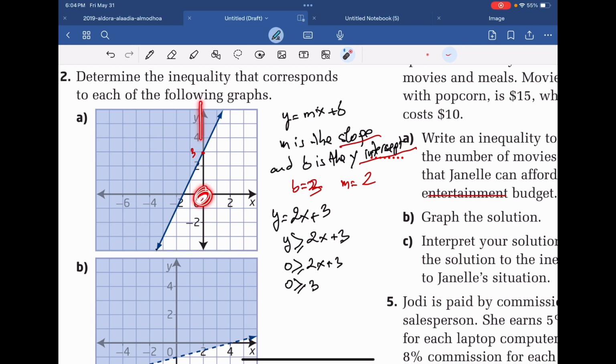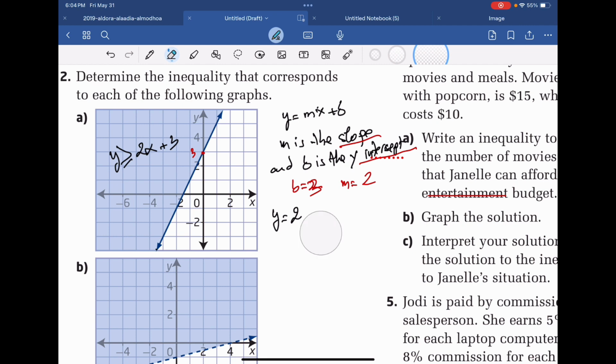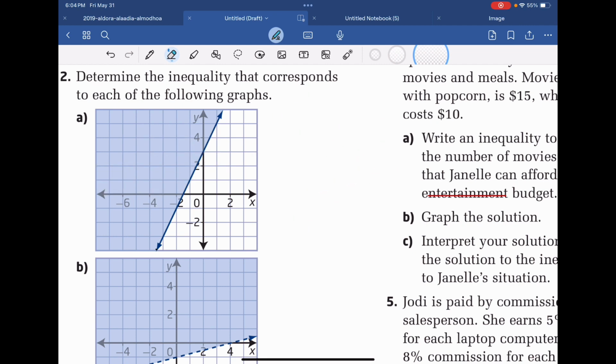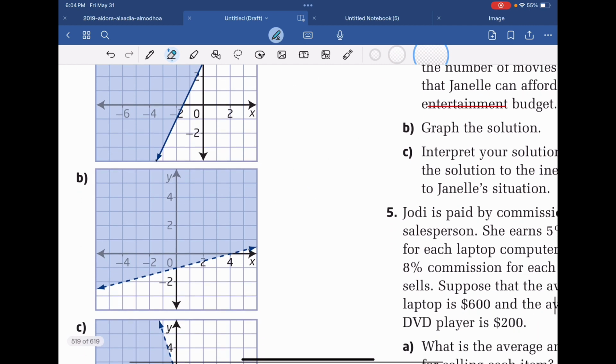So I need just to highlight the other section. So this is correct. My final answer is this: y is greater or equal than 2x plus 3. Okay, good. So let's remove this thing. Now let us do B, same thing.